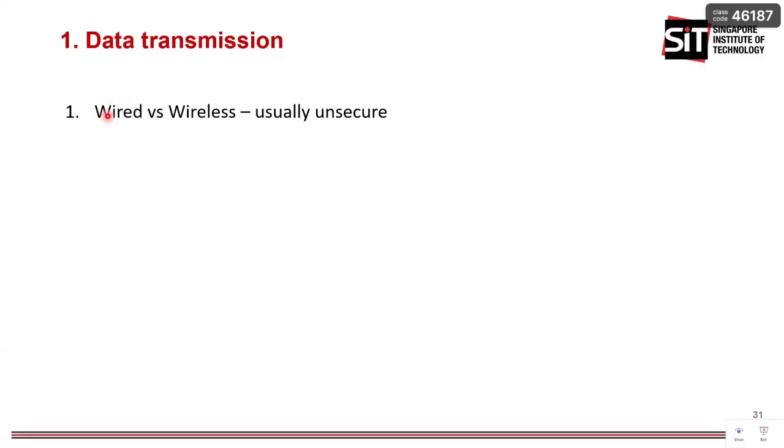For wired, people can tap wires. They call it wire tapping. It means they clamp or clip some connection to the communication wires like our telephone lines and so on. When it comes to wireless, it is even easier because it's all through the air. As long as you have an antenna, you can receive the information. Then people can actually tap on those signals.